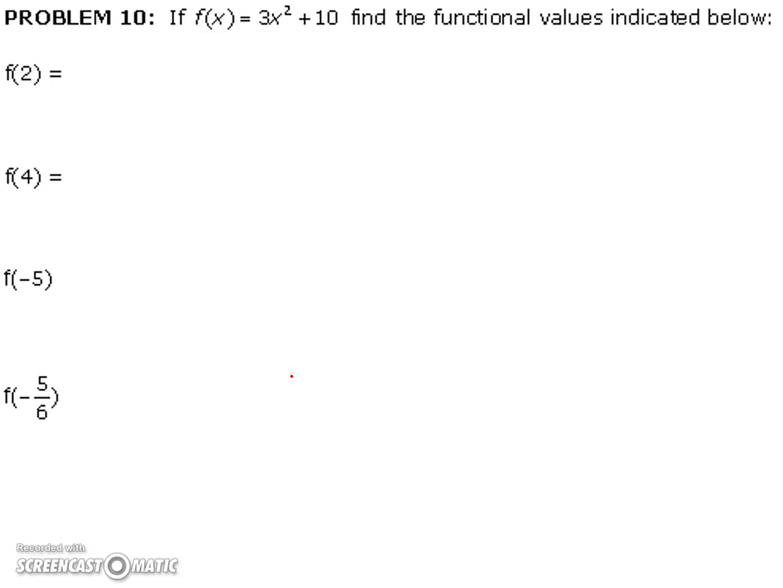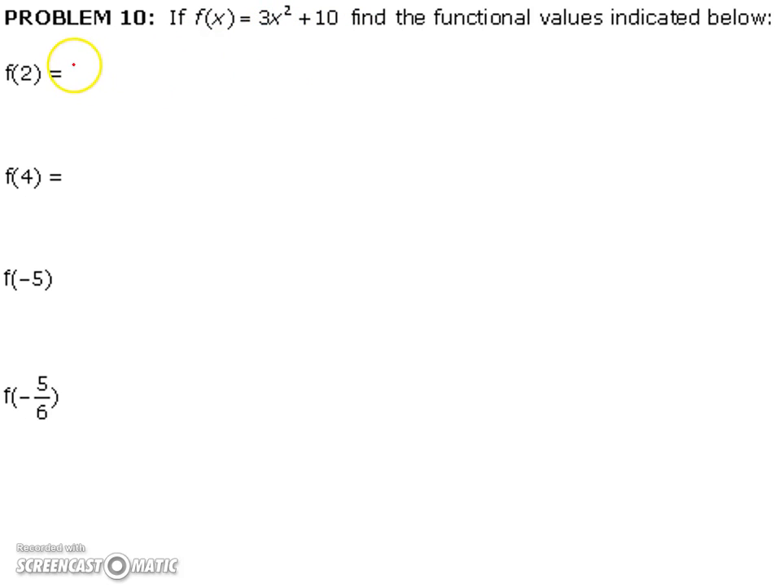This is our last example for this TEK A.4A, which says you should be able to find specific values of a function. So here's our function, f of x equals 3x squared plus 10. We want to find the functional values indicated below. Okay, so f of x, that's the name of our function. Here when we see f of 2, that means we're asking to use 2 as our input into our function. Here's our function rule, we're going to put 2 in there, and we need to come up with what the output is.